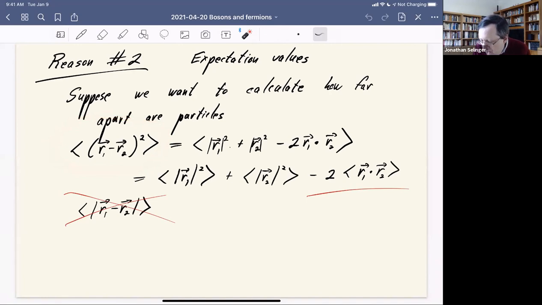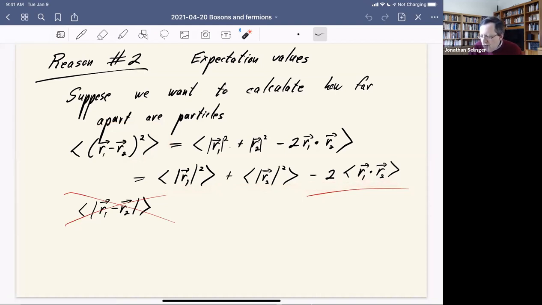So what do we calculate? We want to know the difference between their positions, the difference between the position of particle 1 and particle 2. That's this vector. We'll square it to get a distance squared, and then take the expectation value of that. Just by doing algebra to expand that, we get the average of R1 squared plus the average of R2 squared minus 2 times the average of this dot product.